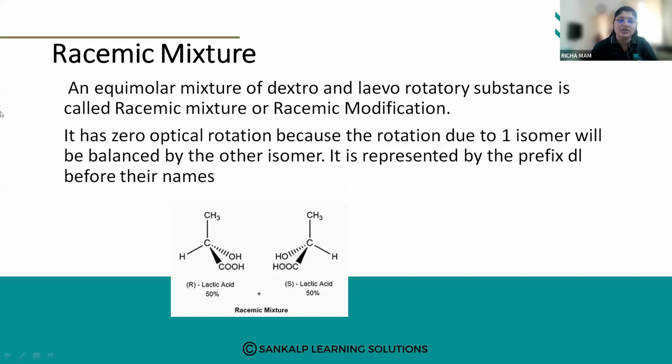Important. Mark this also as important. Okay. So mark this as important. What is a racemic mixture? An equimolar mixture. Equimolar means equally present. That is 50% dextro and 50% levo rotatory substance.